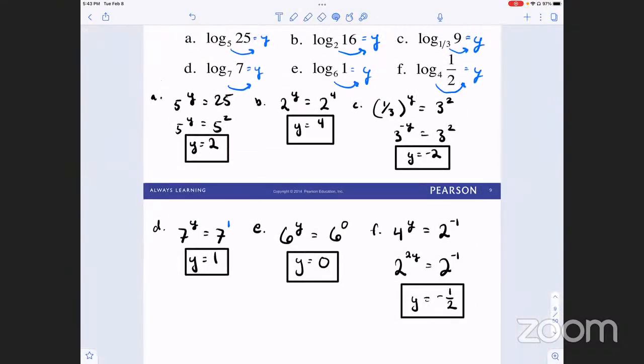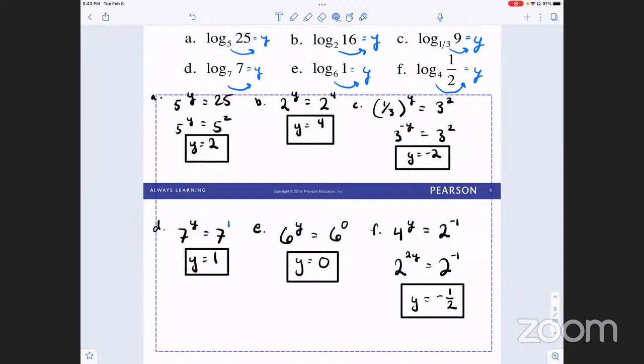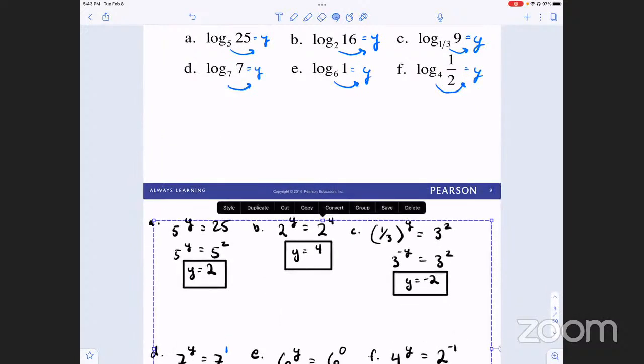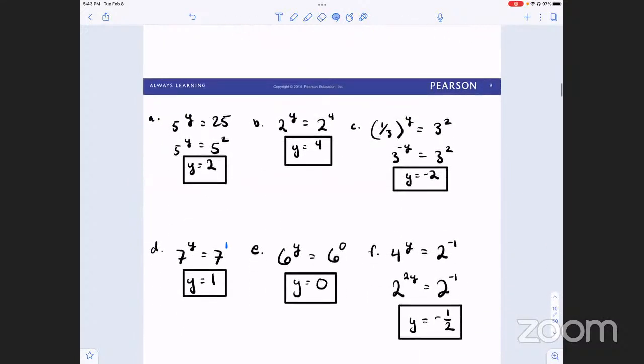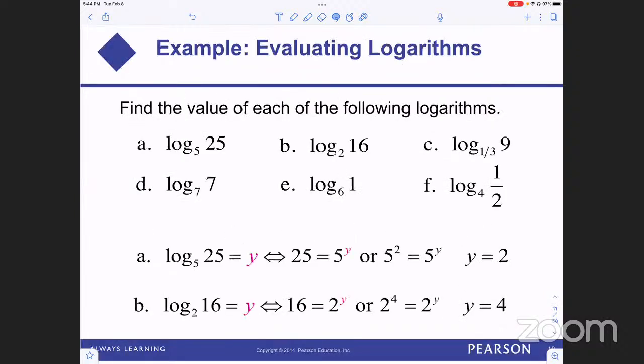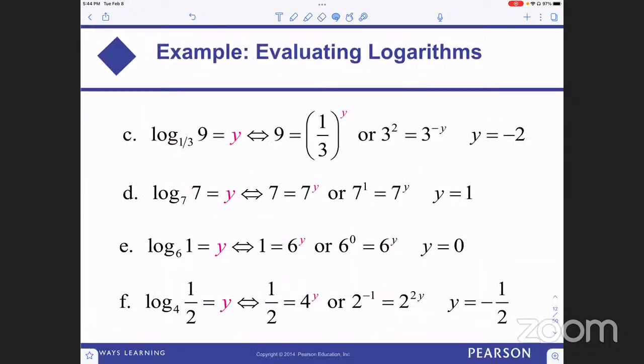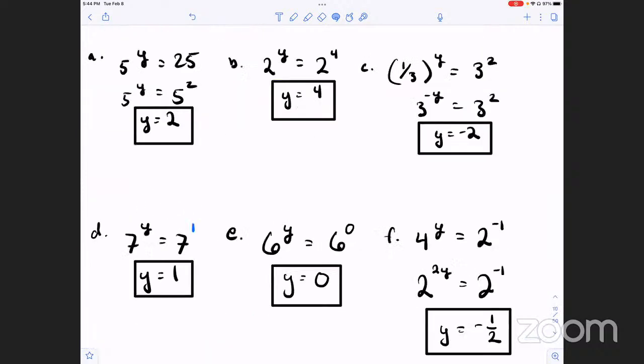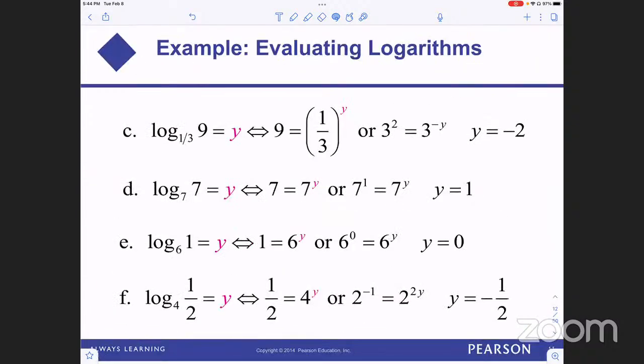Move all of this to the next page. Two, 1, 0, negative 1 half. 2, 4, 2, 1, 0, negative 1 half. 2, 4, negative 2, 1, 0, negative 1 half. 1, 0, negative 1 half, right? Okay.